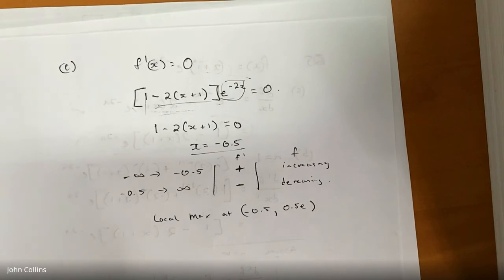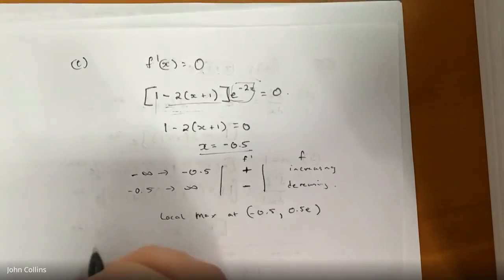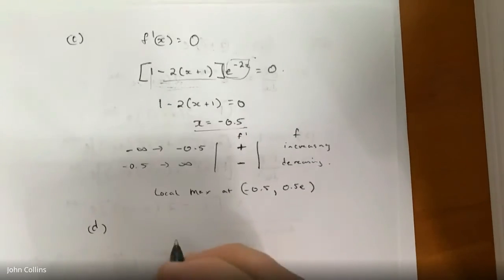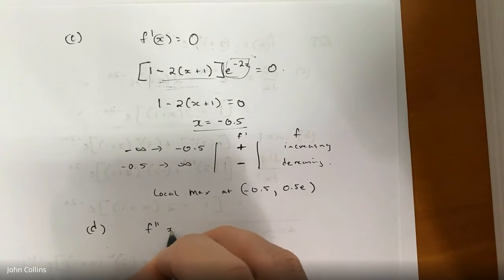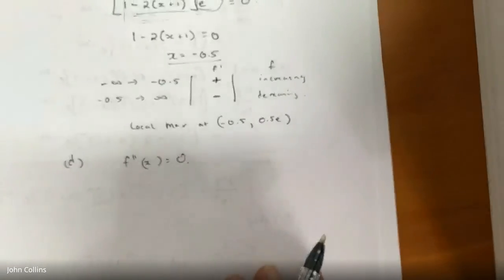Part D then asks for something else: find the coordinates of any point of inflection. So a point of inflection is where the second derivative is equal to 0. Now for the second derivative, we have the formula for it here, don't we? So we have our formula here. That is the second derivative formula, or any subsequent derivative formula.